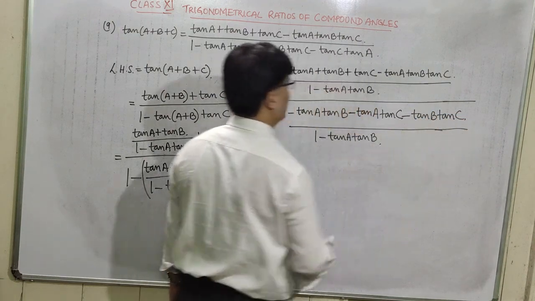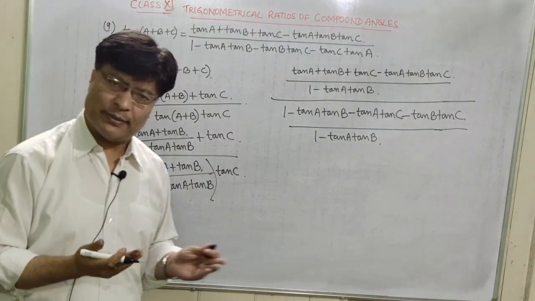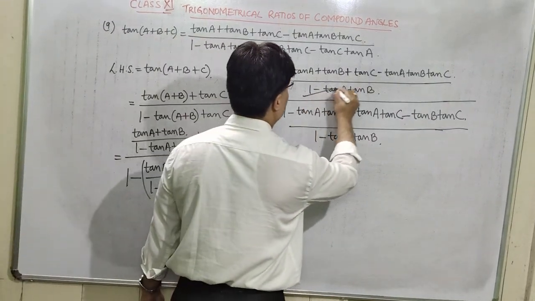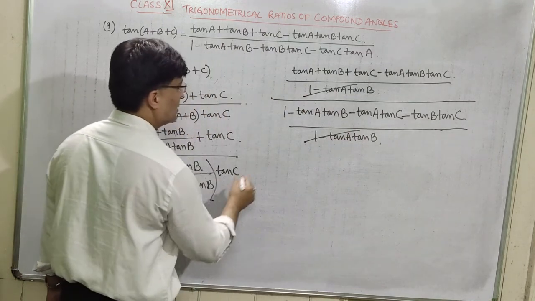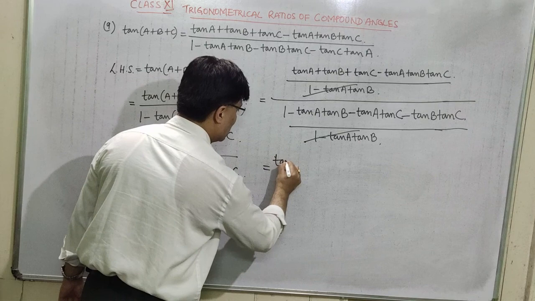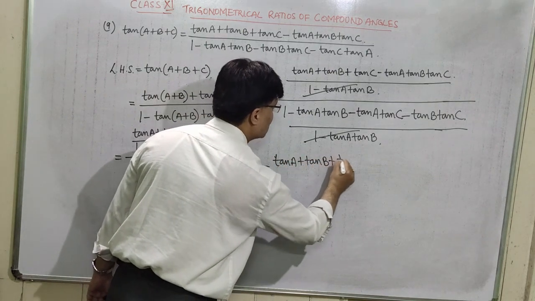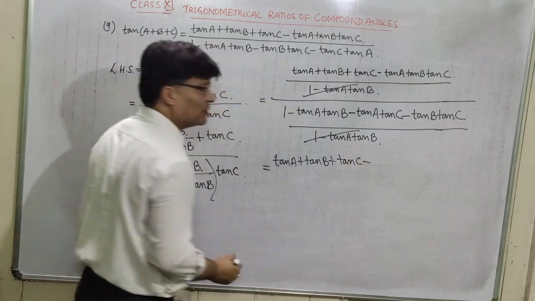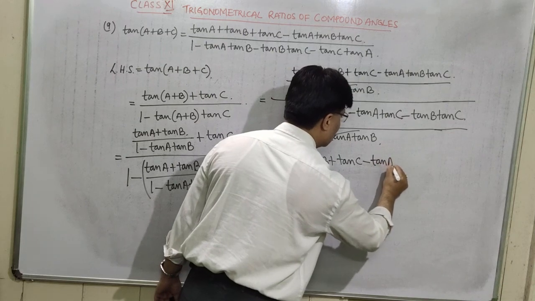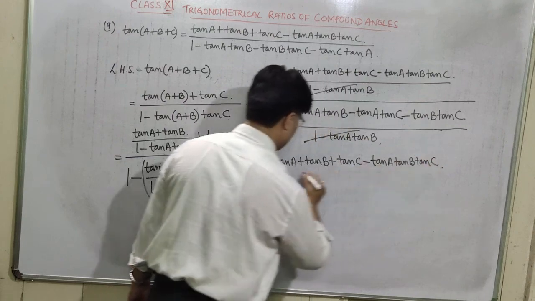So I think you have understood it. Okay, we have just simplified. So take the LCM and simplify in both the numerator as well as in the denominator. So you can cancel this LCM. You can cancel it. So which is equal to now? What is there in the numerator? It is tan A plus tan B plus tan C minus tan A tan B tan C.